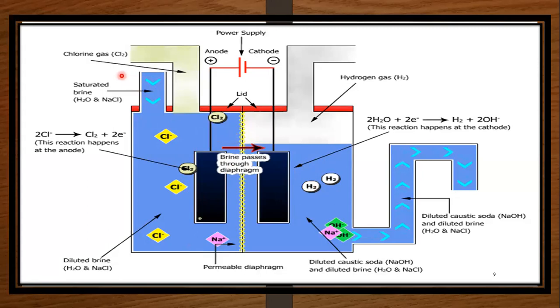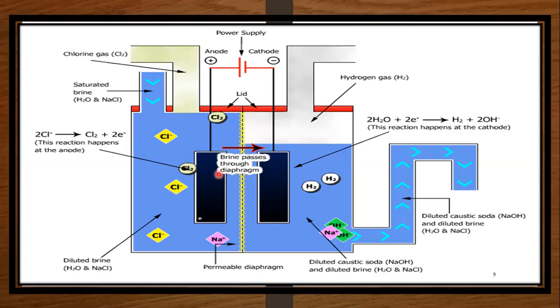When the concentrated brine solution is added into it, as we know, it can break into sodium ions and chloride ions. So these are the anodes. The chloride ions are negatively charged. Due to the negative charge, they are attracted toward the anode. When they reach the anode, they release an electron. After releasing an electron, the chloride ion converts into chlorine gas. So in this chamber, we can get chlorine gas.